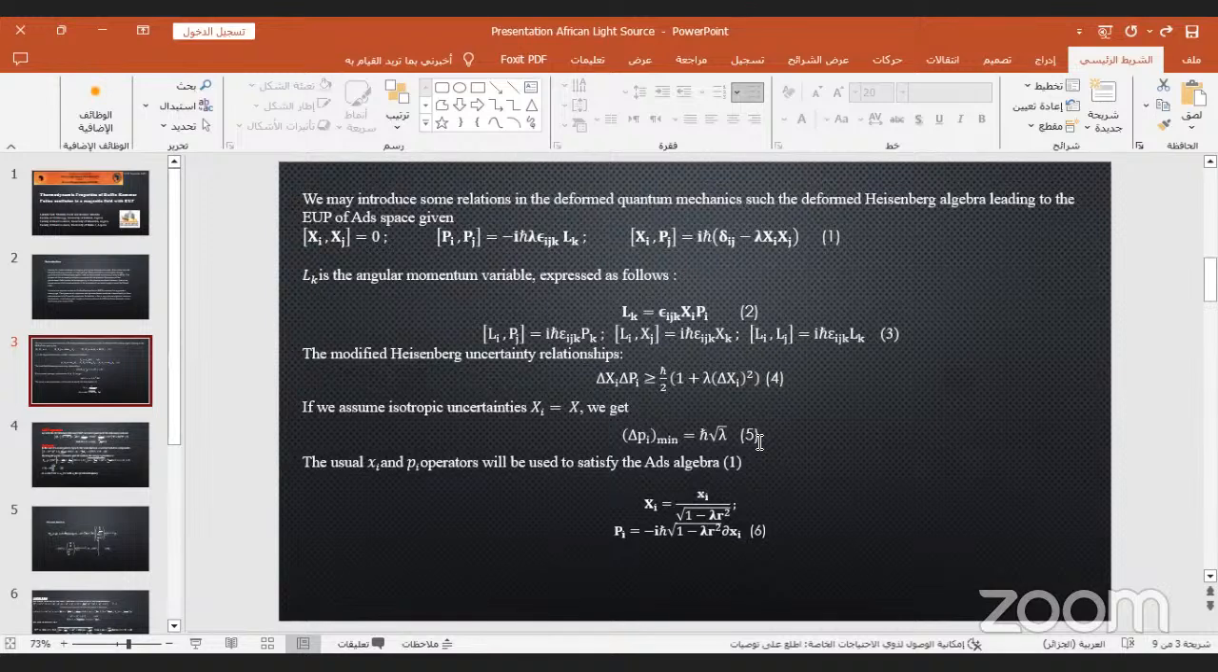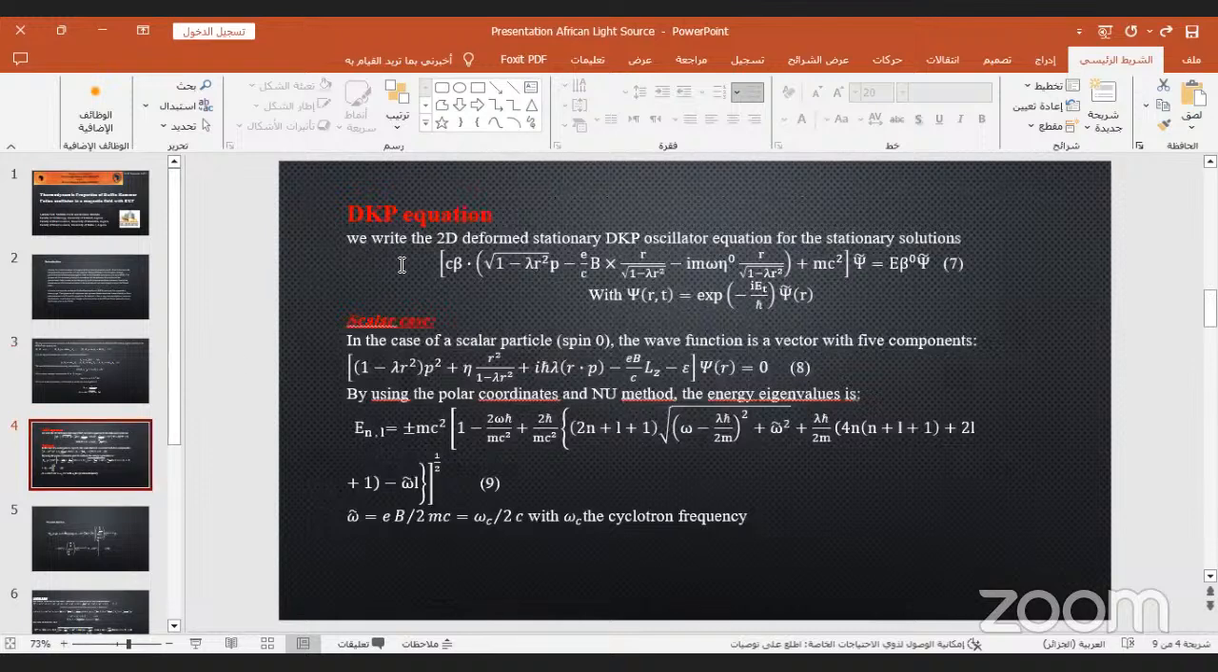We can also define the usual position and momentum operators, which satisfy the anti-de Sitter algebra, where the capital X and P for the position and momentum are the deformed ones, and the small x and p_i are the usual position and momentum. So right now, when we find the position and momentum, we are going to involve these expressions in the equation of the DKP.